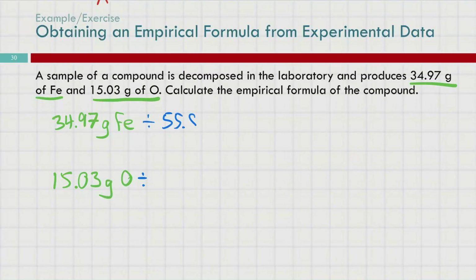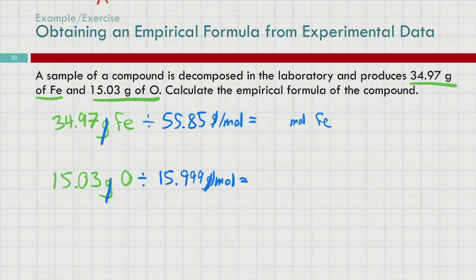Fe, 55.85 grams per mole. Oxygen right around 16. The grams cancel, these turn into moles, Fe moles, O moles. So 0.626 dot dot dot, and 0.939 dot dot dot.